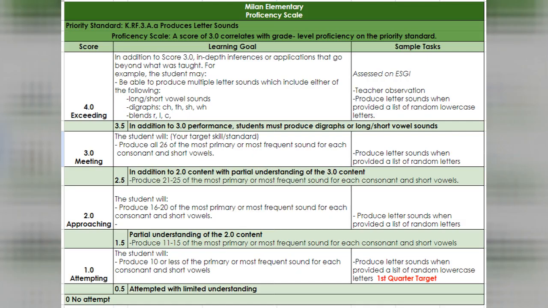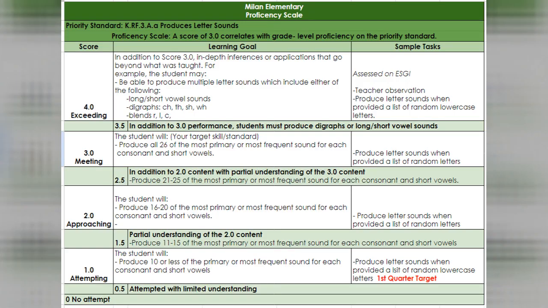once they show understanding of all of the smaller skills in level 1, they could move up to the 1.5. So they may have a 1.5 on their grade card. That means on this scale that they are able to produce 11 to 15 of the most primary or most frequent sounds for each consonant and short vowels. So very specific, they need to work on sounds for consonants and short vowels. That gives you a direction of how to support your child at home.